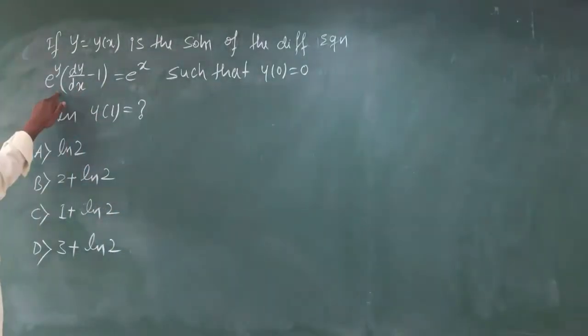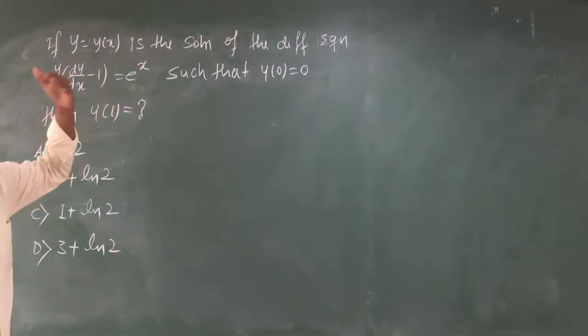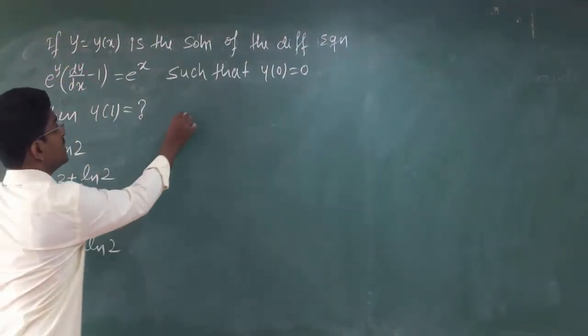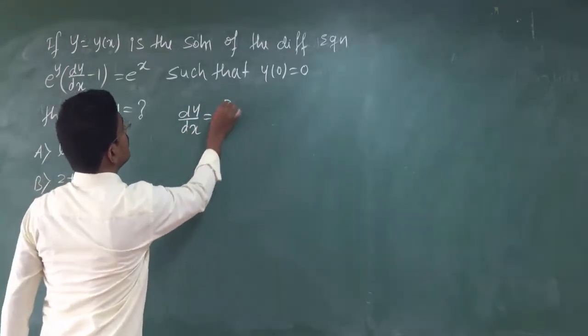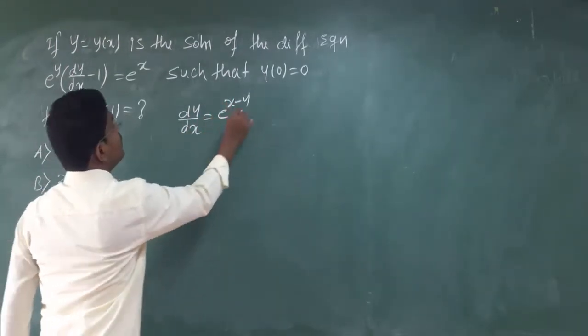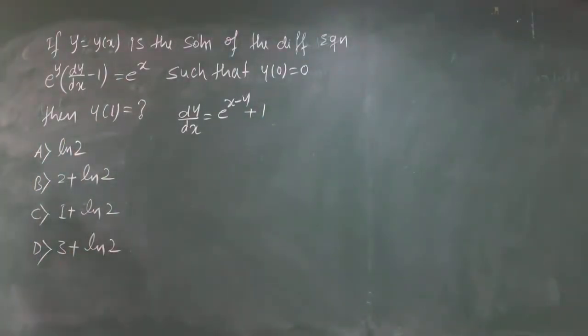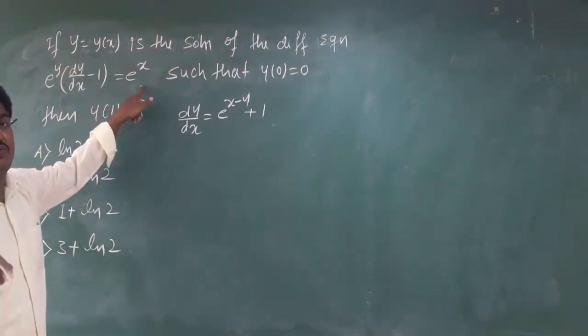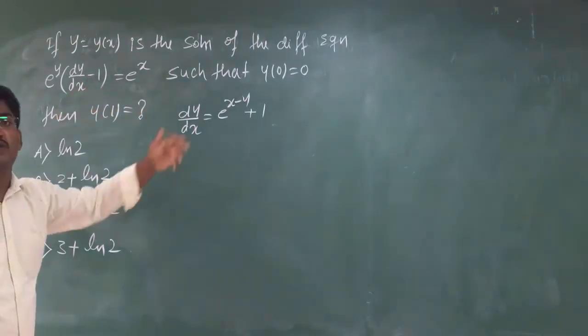See this differential equation. If I take e to the power of y on this side, it will be e to the power of x minus y. So that is dy by dx equal to e to the power of x minus y plus 1 you are going to have. If I take e to the power of y on this side, it will be e to the power of x minus y. If I take minus 1 on this side, it will be plus 1.